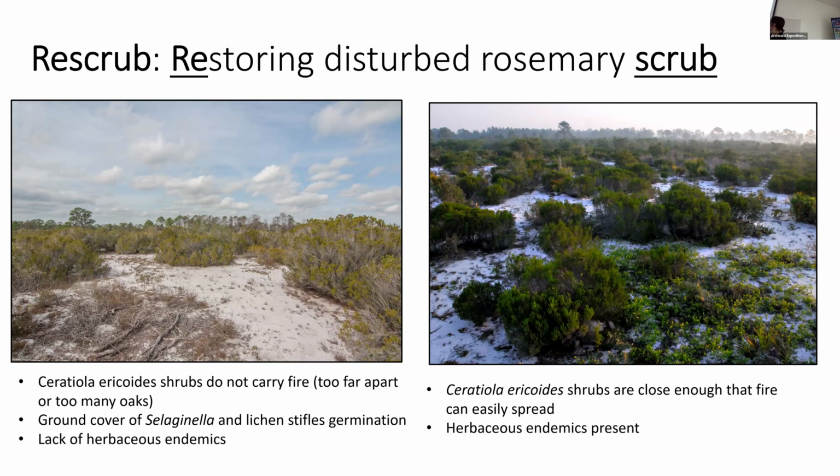And then here, contrasting on the right, is a picture of a more functional rosemary bald ecosystem. So we've got rosemary shrubs that are close enough to carry fire, and then, as we know, there's a lot of herbaceous endemics present in this habitat type.